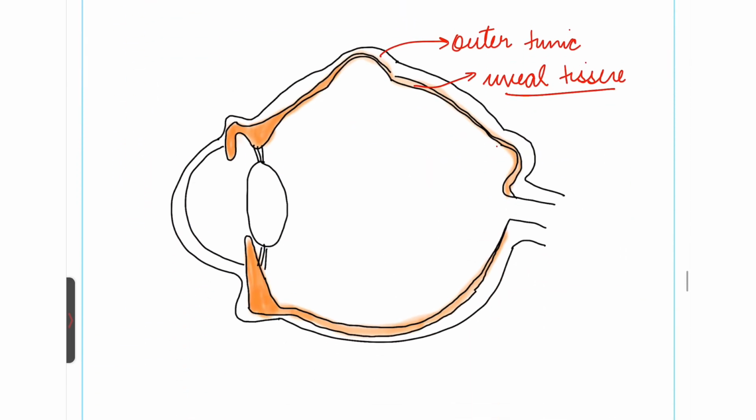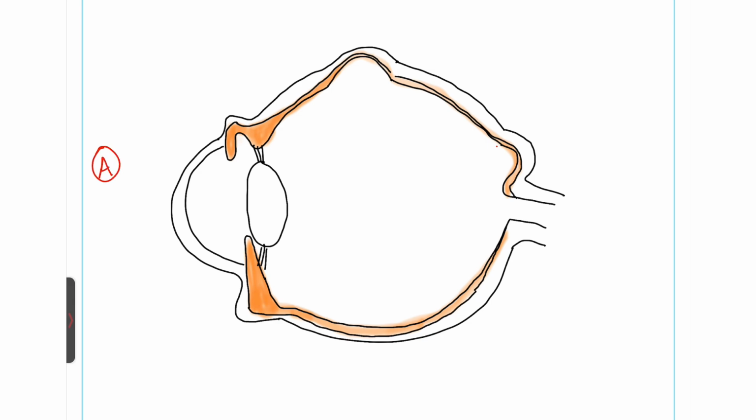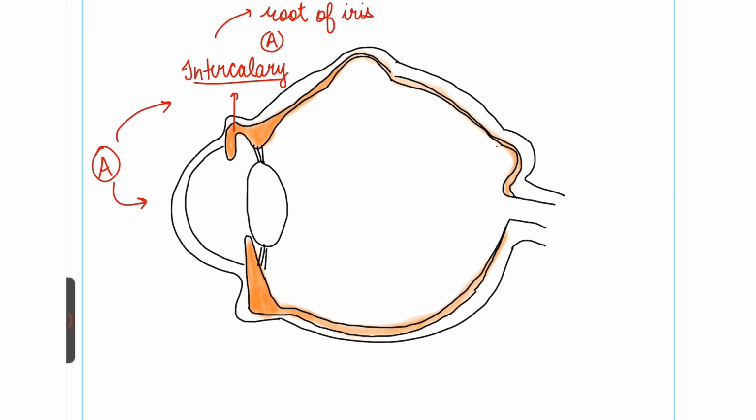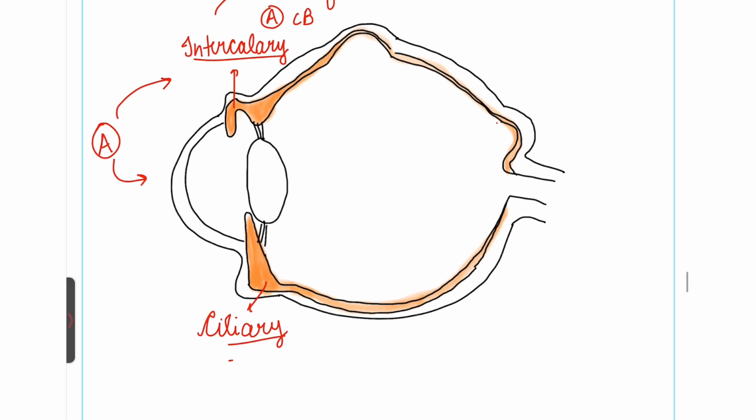Let's see the types. The anterior staphyloma has bulging of cornea and nearby sclera. Next, we have the intercalary staphyloma. It includes the root of iris and anterior ciliary body. The third is ciliary staphyloma. It is easy to get confused between intercalary and ciliary staphyloma, but the ciliary staphyloma includes the ciliary body.